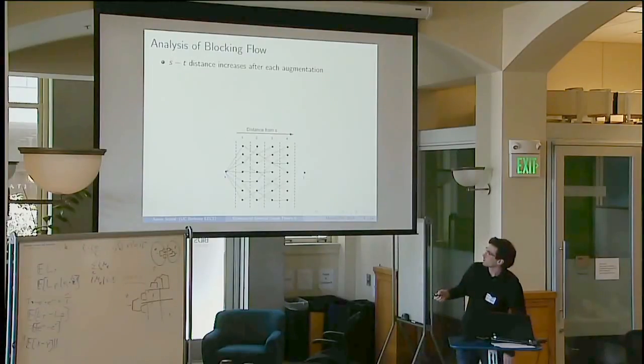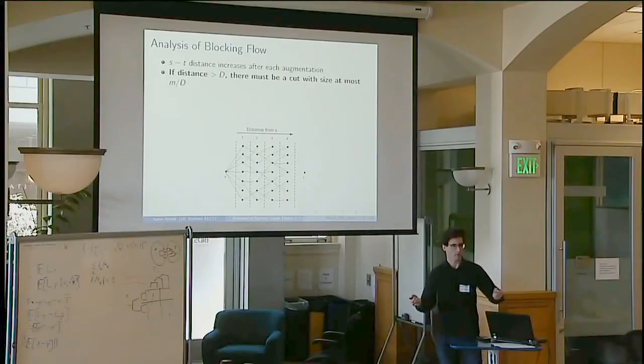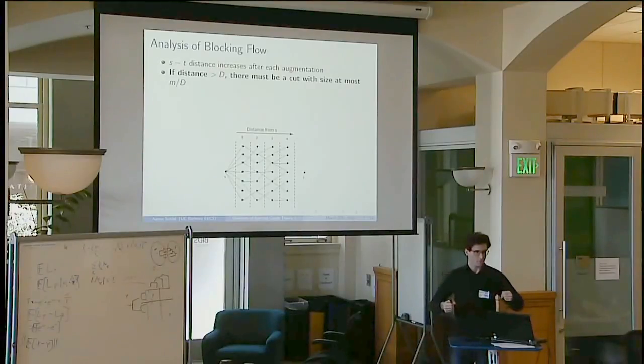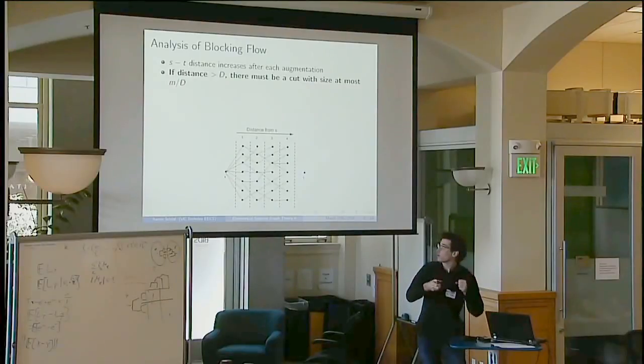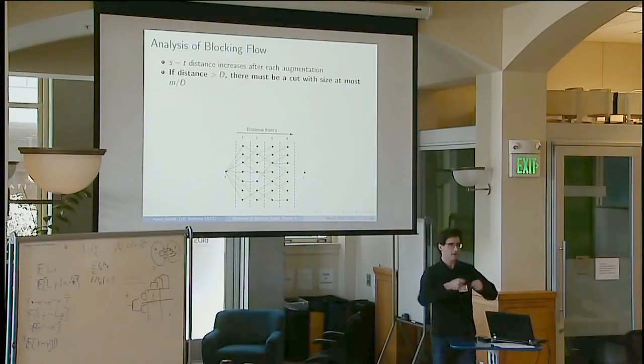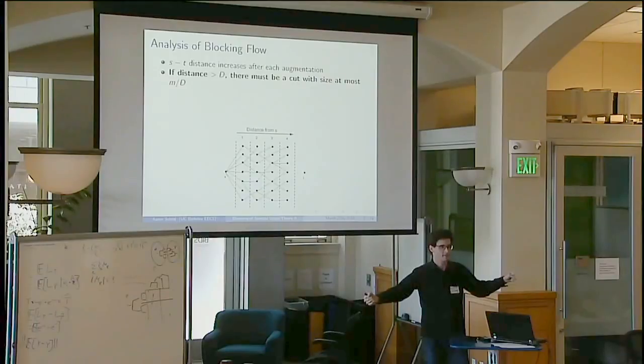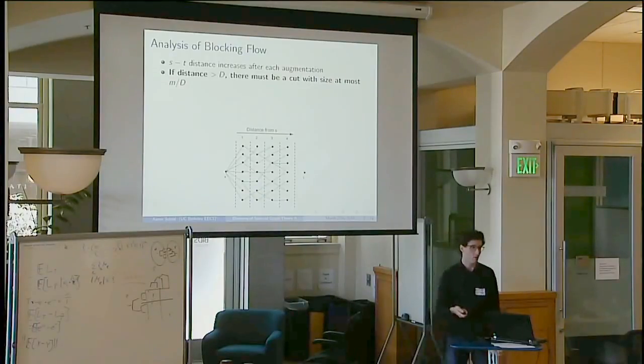So in particular, there's a very nice property, which is that there's a trade-off between cuts and distances. You can show that if two vertices are at least distance d apart, there is a small cut separating them. There's a cut with size at most m over d.